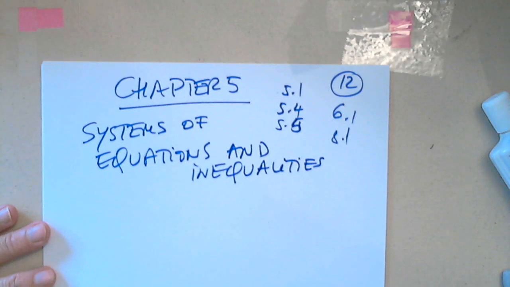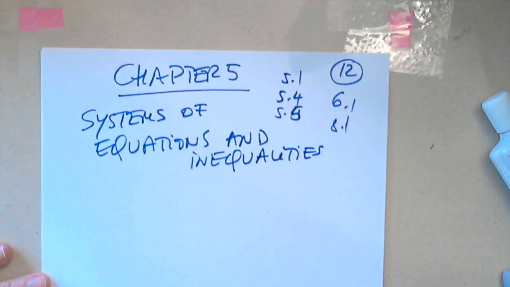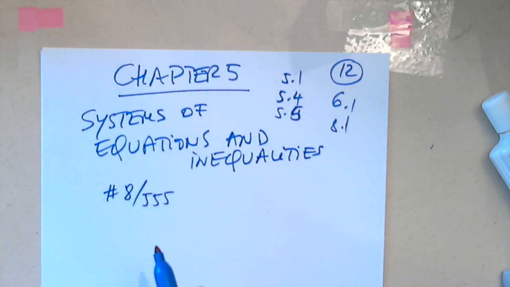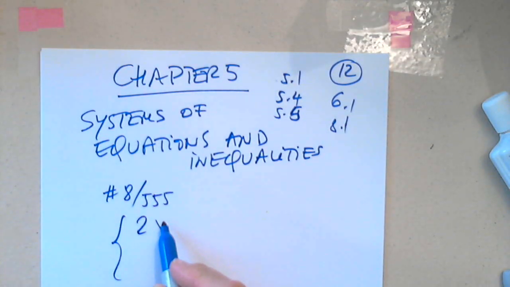You've seen this before, this is not new. I'm going to copy a problem from the book because I have a few things to explain. We are going to look at 2 methods, substitution and elimination. But I just want to copy a problem from your book, like let's say problem 8, 555, and I'll explain everything we need.